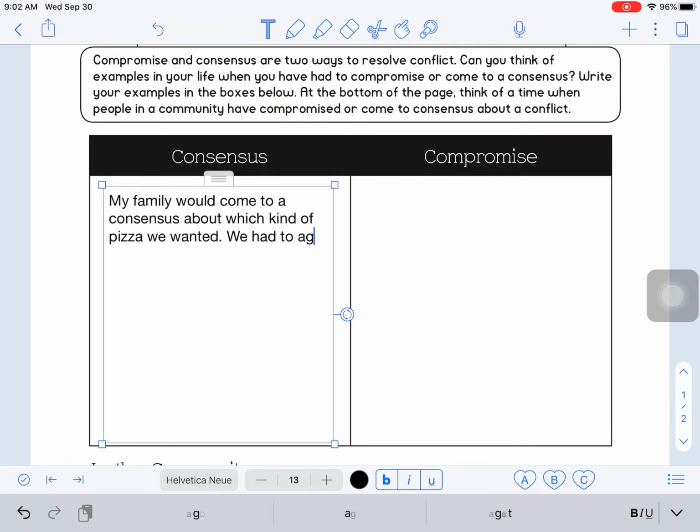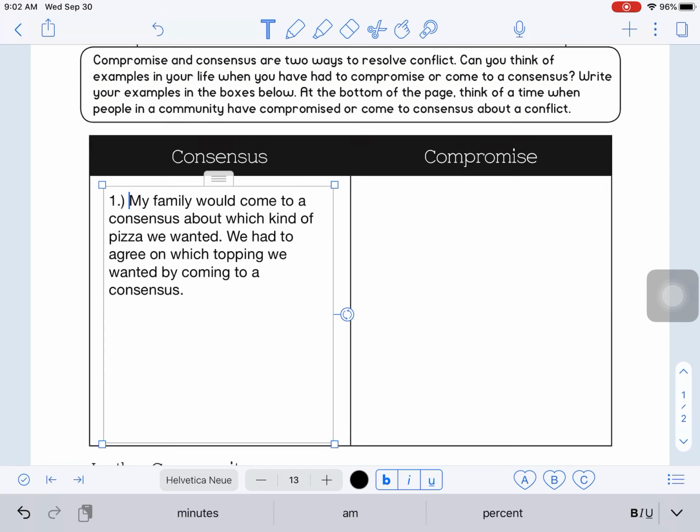We had to agree on which topping we wanted by coming to a consensus. So that's one example. I want you to do at least 2 examples here. So that is my first example, and then I would like you to come up with your second example as well. Please don't use my same example. Try to change it up a little bit and come up with your own.